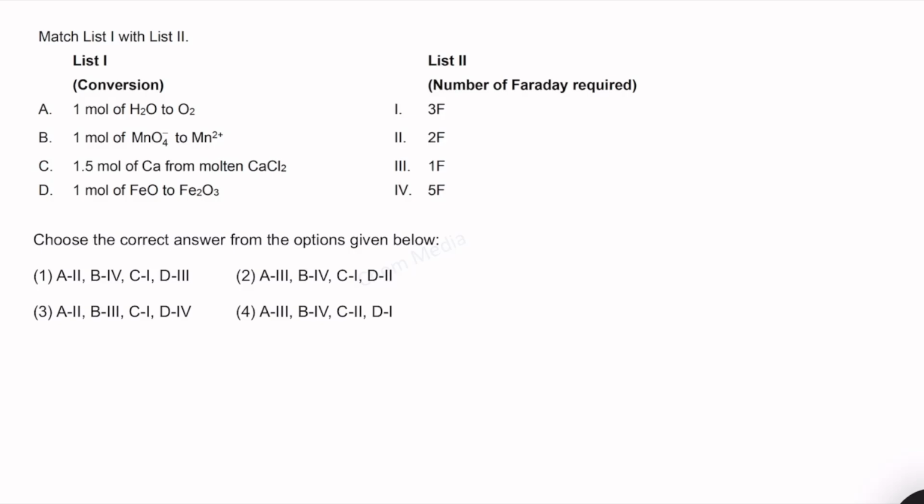Hello everyone, here is a question based on electrochemistry. 4 different conversion reactions are given in list 1 which we need to match with the number of Faradays required in list 2. We know that 1 Faraday is equal to charge of 1 mole of electrons.